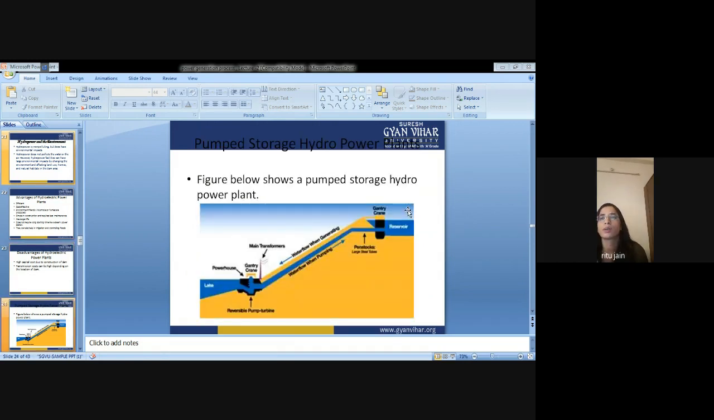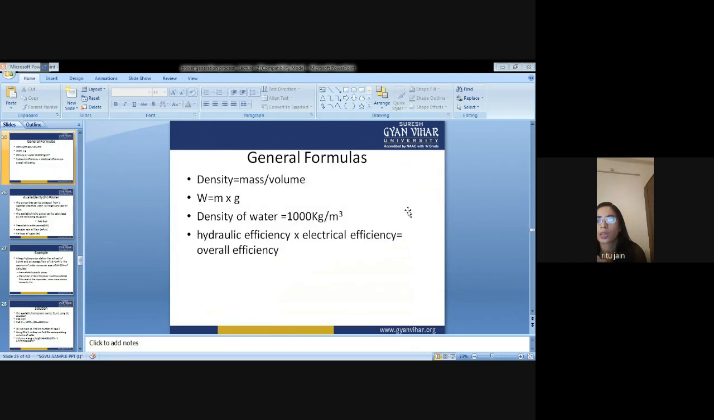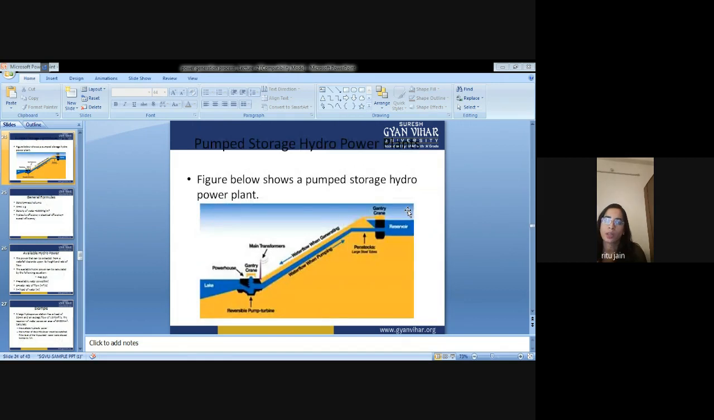So we can take one example of a pumped storage hydropower plant. What are the advantages of a pumped storage hydropower plant? In a pumped storage hydropower plant, the water comes from a high level to a low level when you need to generate electricity. But when you don't require any electricity, the water from the low level is pumped back to the higher level. So this is your pumped storage hydropower plant.